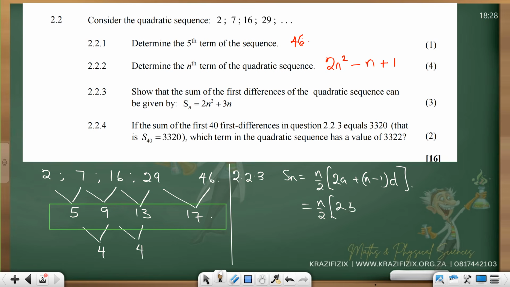What is my a there? 5 plus n minus 1, and our constant difference is what? 4. Let's simplify this. n over 2. What would that give me? 10 plus 4n minus 4, which is n over 2 times 10 minus 4, which is 6. And if we expand that, will that give us 2n squared? Yes. 2n squared plus 3n.